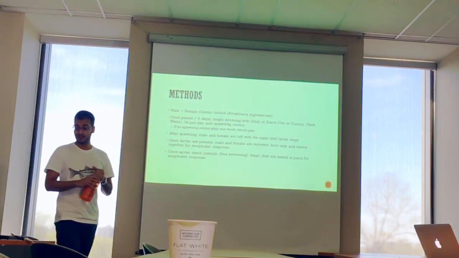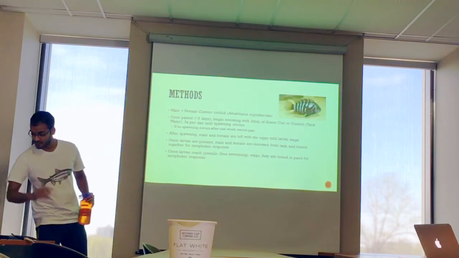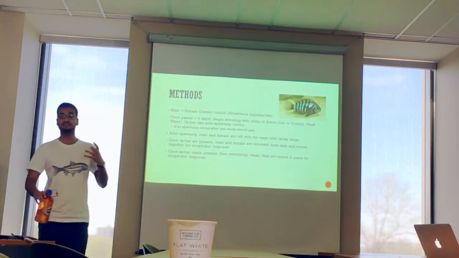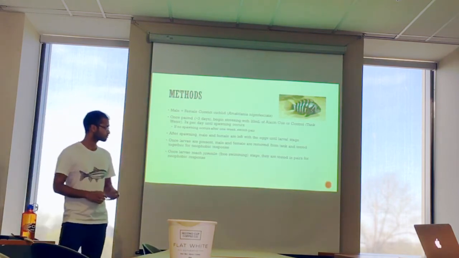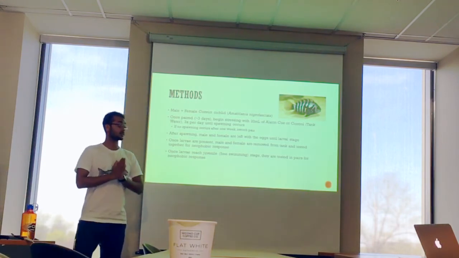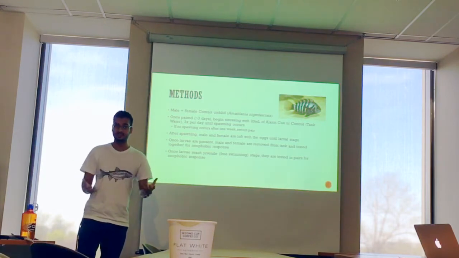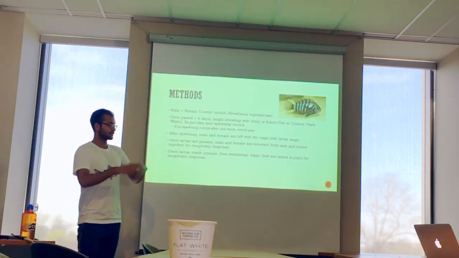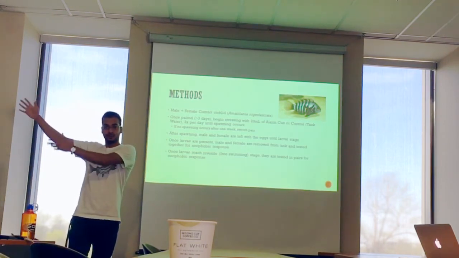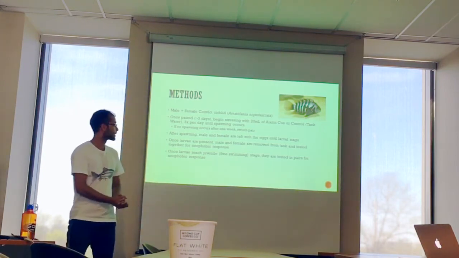I'll be doing this by taking male and female convict cichlids, I have a female right here, and pairing them up for about 3 days until they form these breeding pairs. Once these fish have formed breeding pairs, I'll be stressing them with 20 milliliters of alarm cue. That's an extract made from the skin of their conspecifics or siblings. The idea behind this is that if you smell your siblings' guts floating around, chances are whatever just ate your sibling is also interested in eating you.